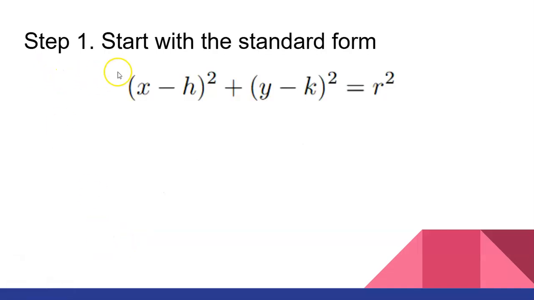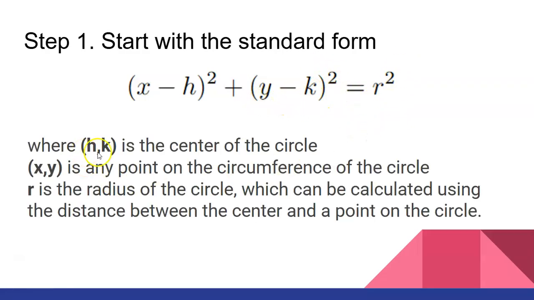Step number 1. Start with the standard form of the equation of a circle. So we begin with the standard form of the circle's equation, which is (x - h)^2 + (y - k)^2 = r^2, where (h, k) is the center of the circle, and (x, y) is any point on the circumference of the circle, and r is the radius of the circle, which can be calculated using the distance between the center and a point on the circle.